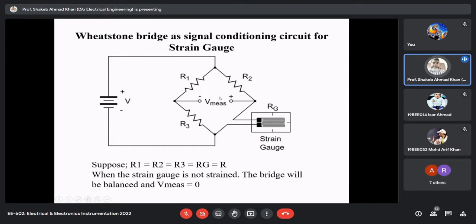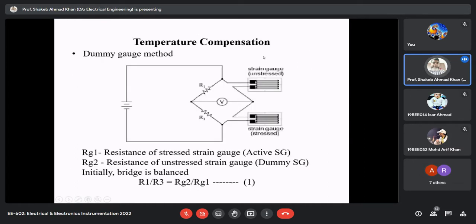So in this specific case, we want that our instrumentation system, this is the final response, should change when there is a change in resistance of the strain gauge because of the strain only. And if this resistance is changing because of any other reason, then it should not respond. But this circuit will not be able to do this. Now another circuit, this is temperature compensation. In this case it is called the dummy gauge method.